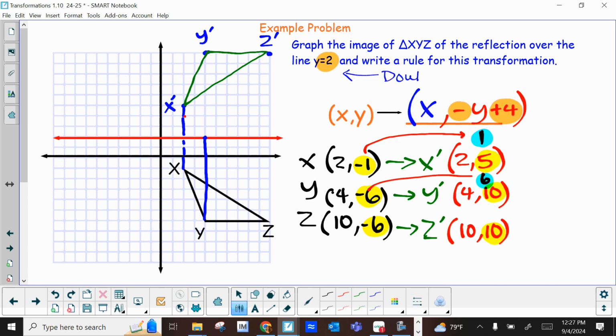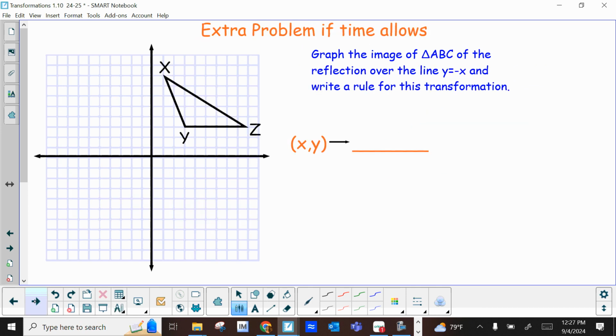Maybe write a little side note here: double the 2 to get 4. All right, so remember that for your homework. And we're going to skip that one.